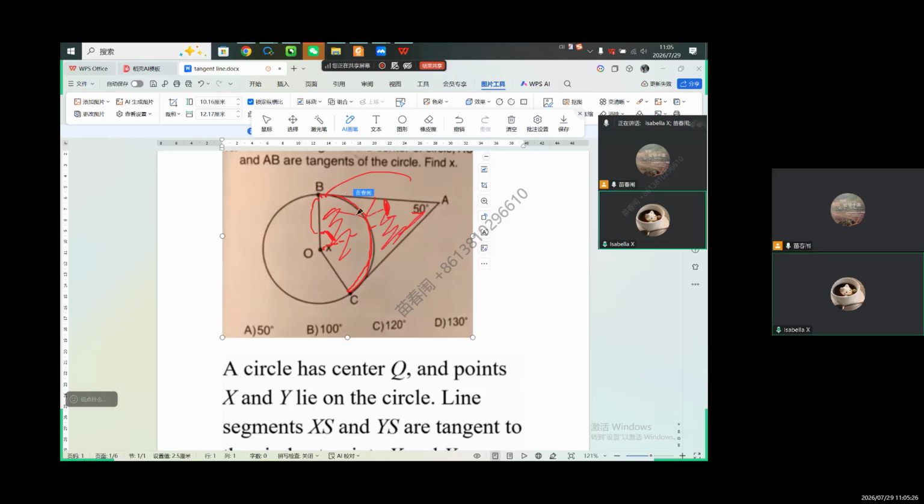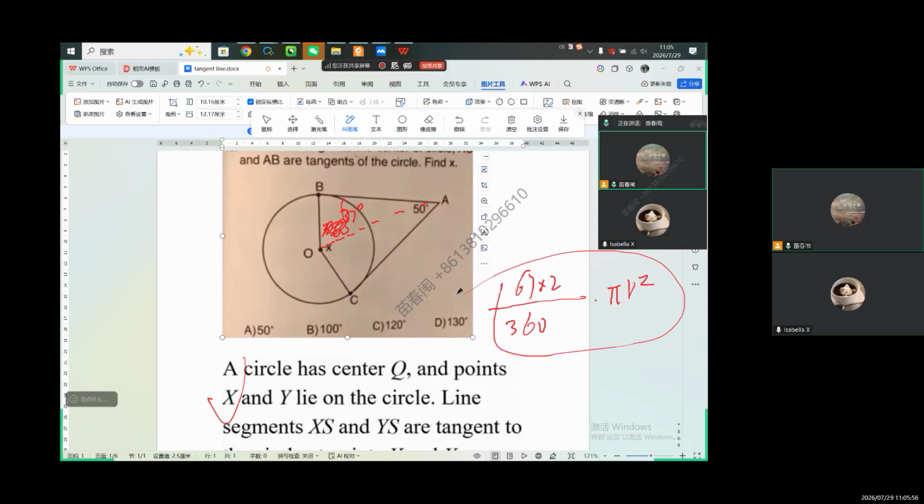How do you know the sector by knowing the angle? Well, for example, if I find this one is, let's say, 67 degrees, I can just use 67 times 2, divide it by 360, and times the whole pi r squared, right? So I can find the area of the sector, right?